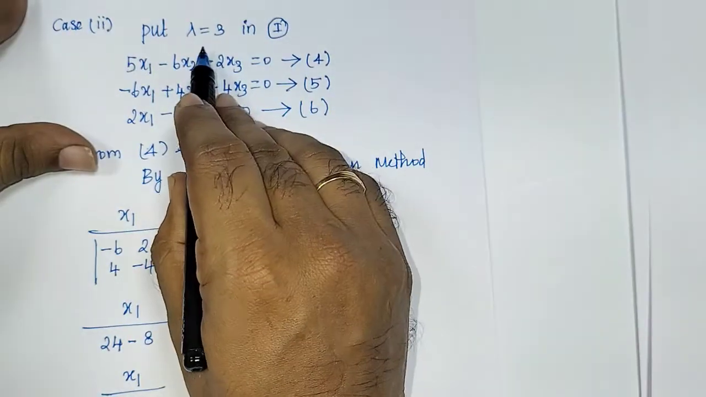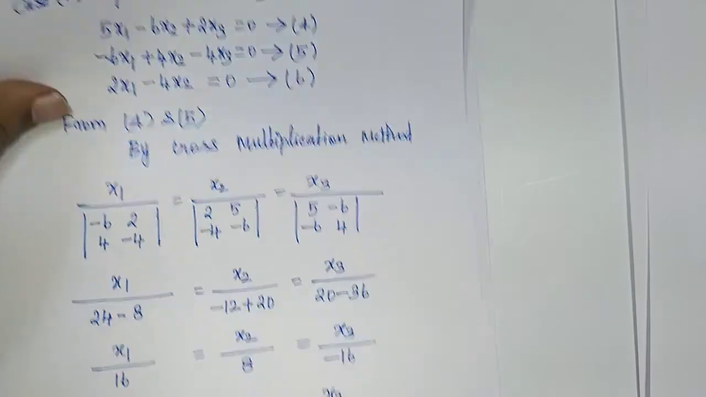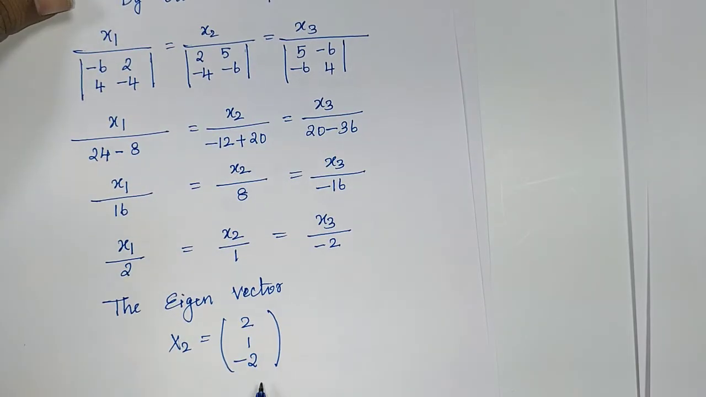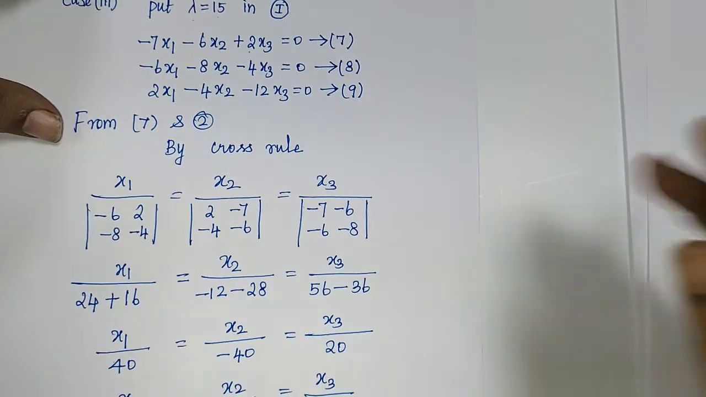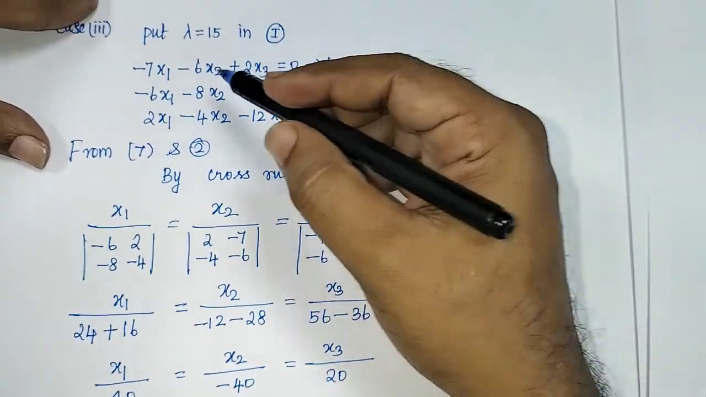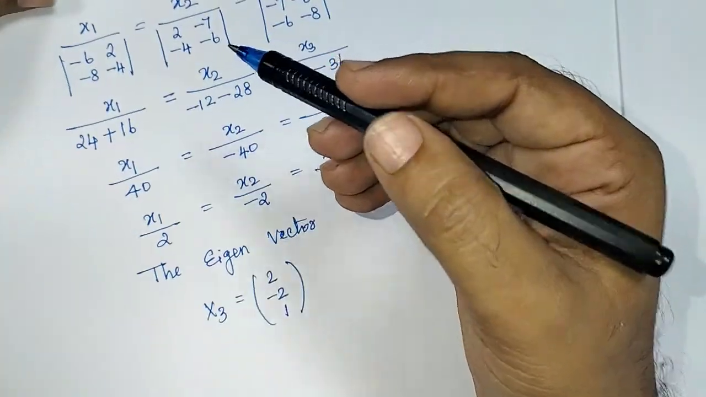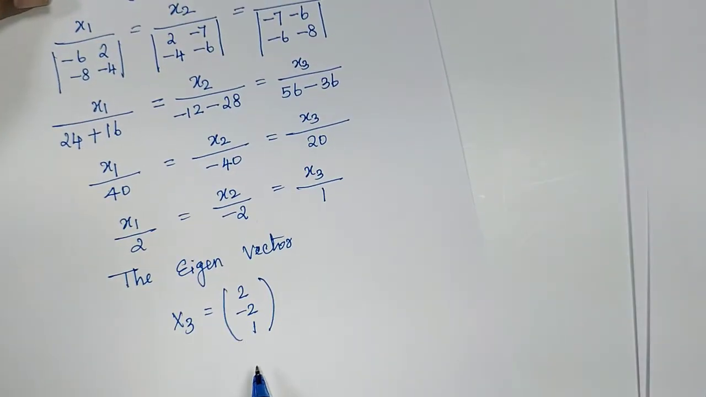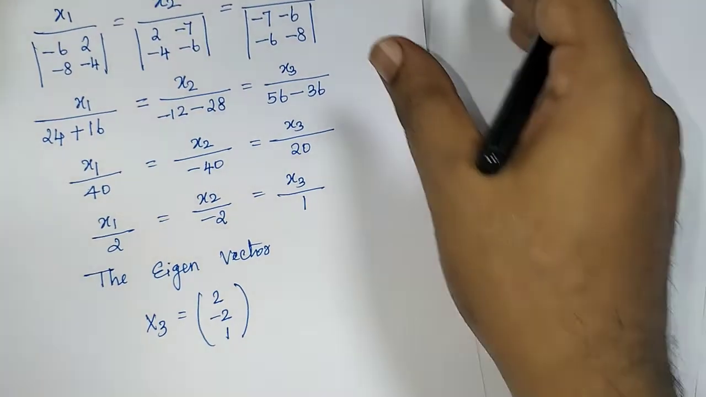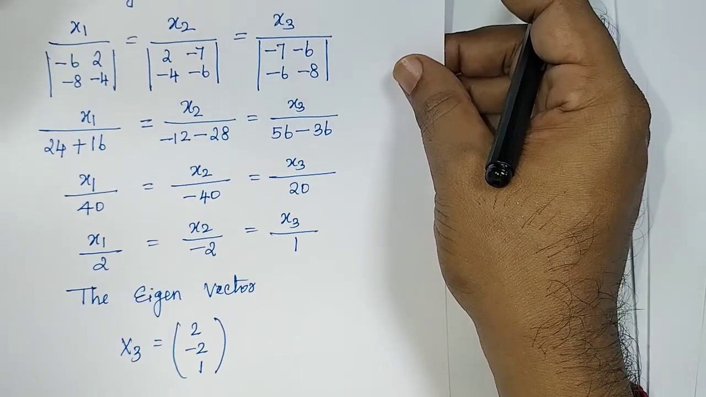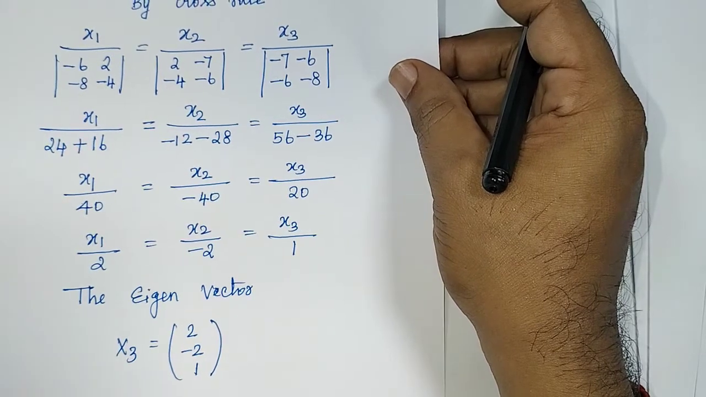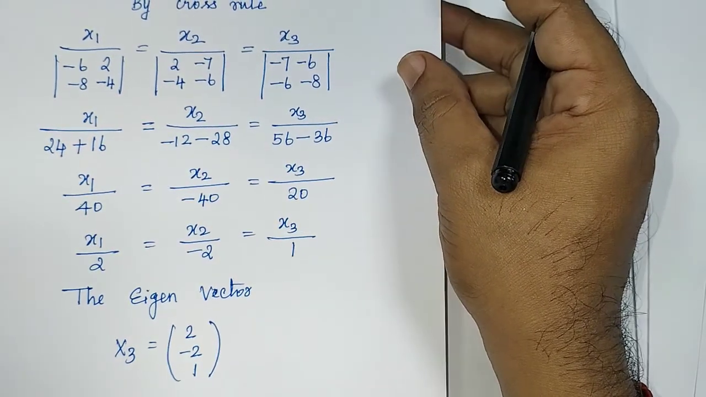And again you can substitute lambda equal to 3 in that equation. You will get the eigenvector 2, 1, minus 2. After that finally we substitute lambda equal to 15. I will get the eigenvector x3 equal to 2, minus 2, 1. So in this video we solved only one problem of this type 3. The remaining problems you can practice yourself.